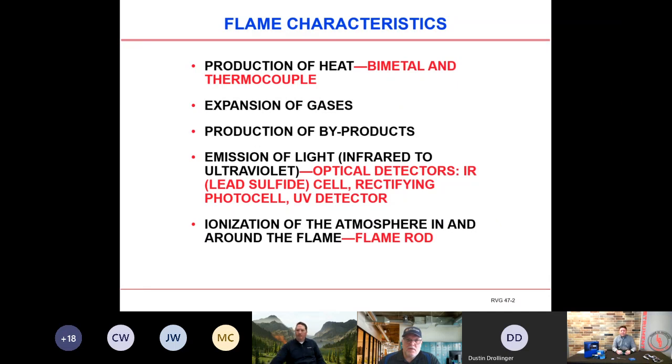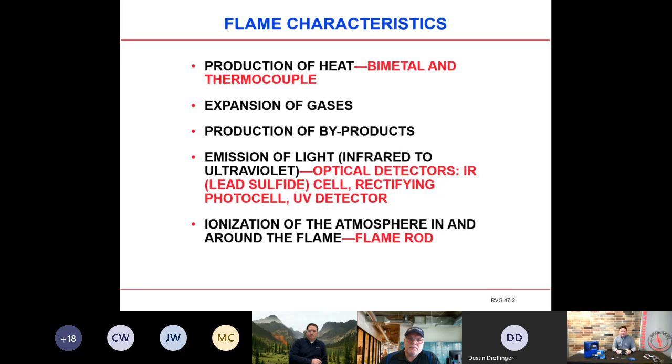The production of byproducts is another one that is not used real widely within the industry. Most of these are usually pretty expensive systems, so in most applications where you're monitoring a flame, they're usually not used. Emissions of light, so infrared, ultraviolet, optical detectors. This is one area we're going to cover in our next Tech Tuesday topic, and we're going to go into a little bit more detail on that next Tuesday.